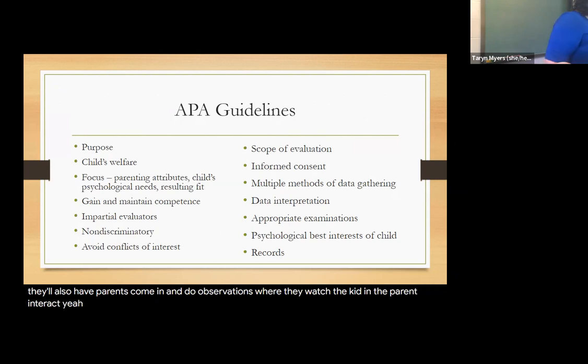Sorry, I have another question. Sure. In cases where the child is being abused, do psychologists give the children a level of confidentiality? That really doesn't exist.